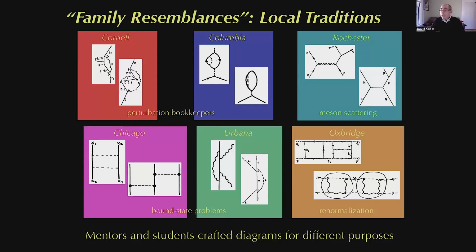So you could literally see, oh, that's a Richard Feynman student. Oh, but this over here, that's actually a Norman Kroll student. Or this one over here, that person was trained by Robert Marshak, and so on. You can see these local adaptations because members of these different departments were actually doing different things with the diagrams, often set by local demands or priorities.